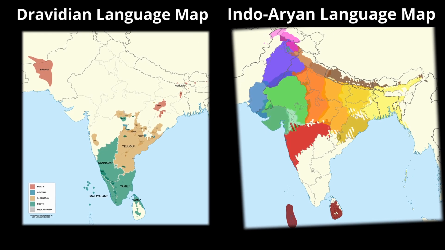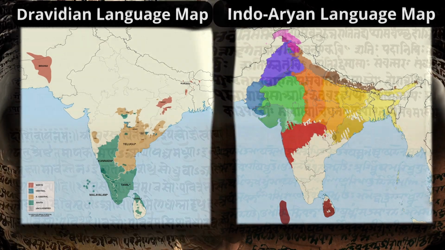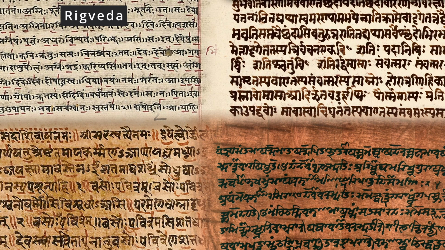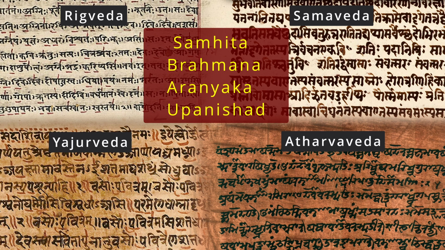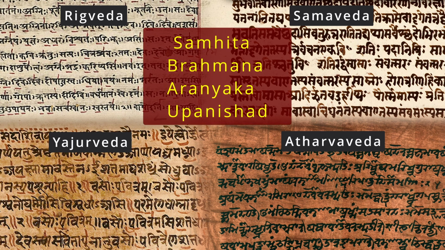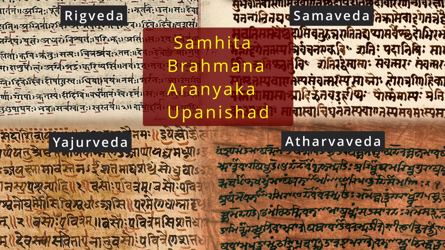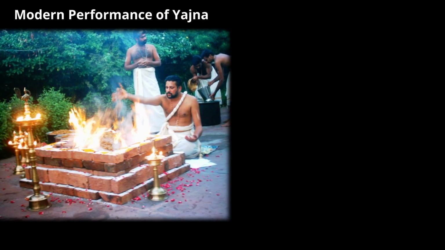The Vedas themselves are divided into four, and the one that matters the most for the early Vedic period is the oldest of the Vedas, the Rig Veda. Besides the Rig Veda, there's also the Sama Veda, the Yajur Veda, and the Atharva Veda. Each Veda itself is broken down into four parts: the Samhita, Brahmana, Aranyaka, and Upanishad.